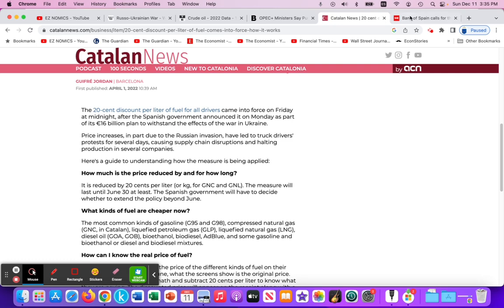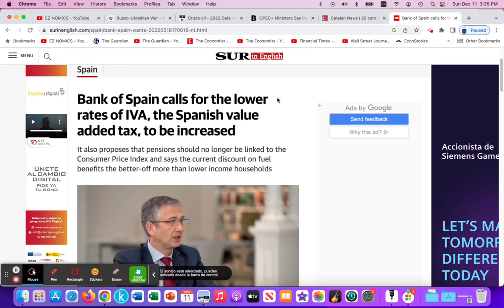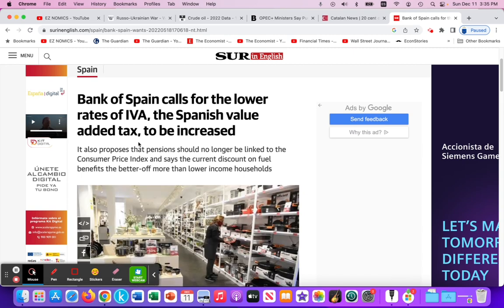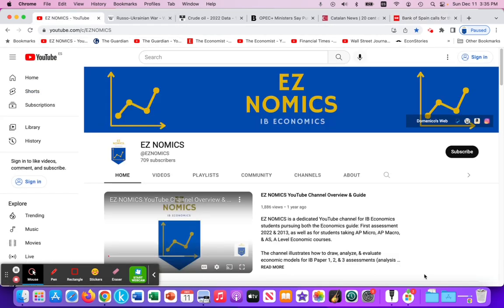And then finally, I used this article within that paper too. Bank of Spain calling for lower indirect tax rates as opposed to them being increased to also reduce prices for consumers. So that will all be linked below. So let's start getting into the exam.